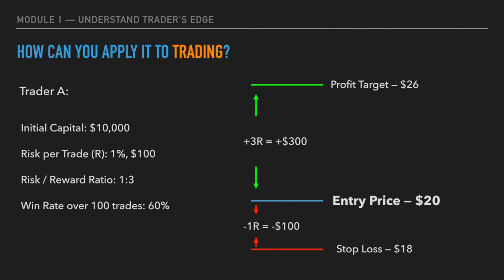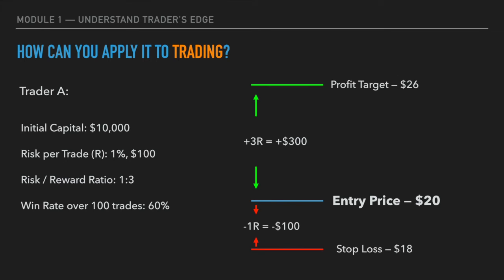Alright, let's take a look at one real-life example of how we can apply it to trading. Let's imagine we have 3 traders here, Trader A, Trader B, and Trader C. For Trader A, her initial capital is $10,000, and she decided to risk 1% of her entire capital on each trade, which is $100. Her risk to reward ratio is 1 to 3, which means for every trade, she risks $100 to earn $300, and her trading system has a win rate of 60%.